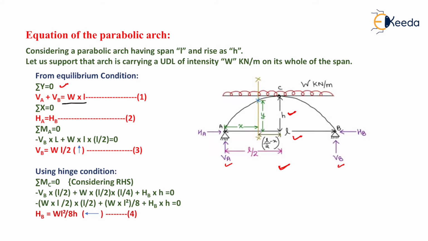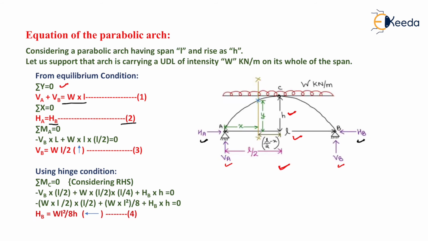Now our second equilibrium condition is sum of all the horizontal forces is equal to 0. Here only two horizontal forces are present, that is HA and HB, and both are acting in opposite directions. So we can write HA is equal to HB, which is our second equation.